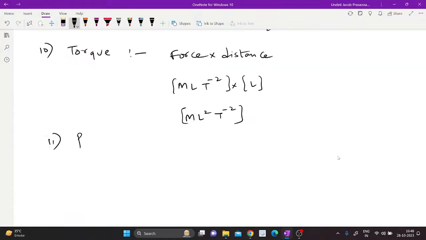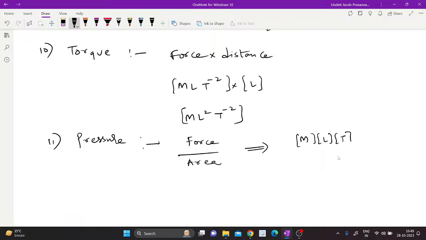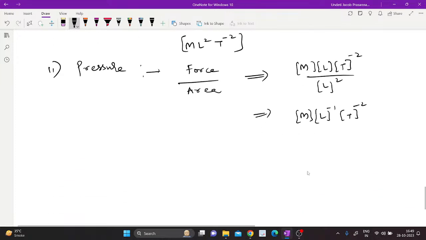11. Pressure. I hope you know what pressure is. Pressure is nothing but force by area. Force's dimensional formula is m L t power of minus 2, and area is L square. This comes out to be m L power minus 1 t power minus 2. Right? Similarly, let's go with kinetic energy.